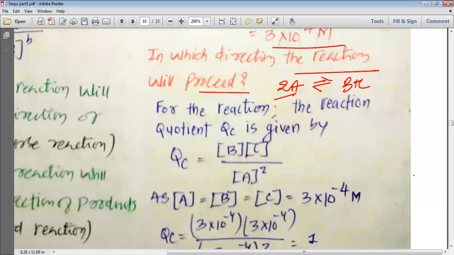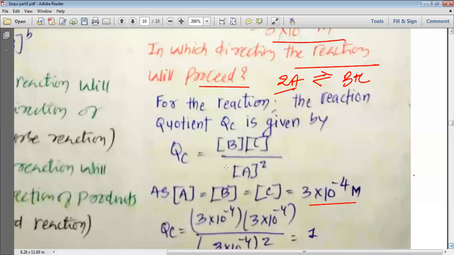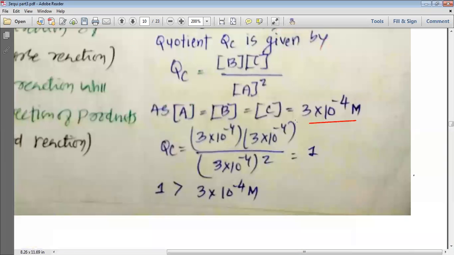Now by putting the values, the concentration of A = B = C = 3 × 10^-4 mol per liter. So we put 3 × 10^-4 for all of them, but for A we need to put the power. The unit for the denominator and numerator will be molar square, and that is why the value of Qc will be unitless, and we get the value of Qc equal to 1.